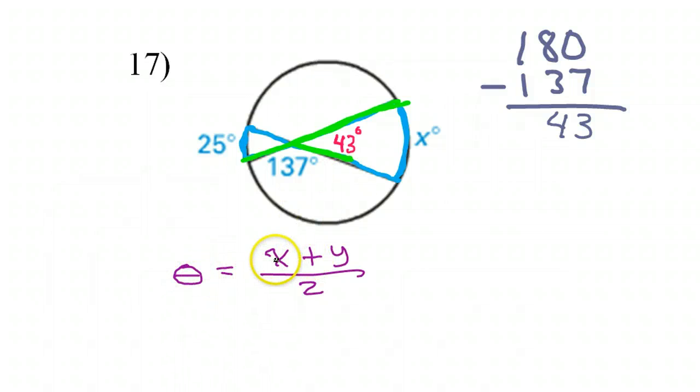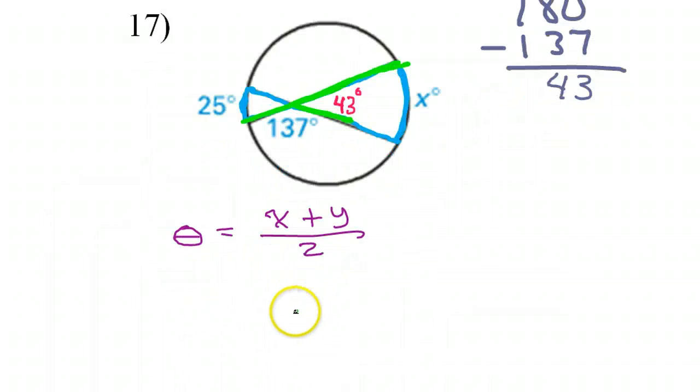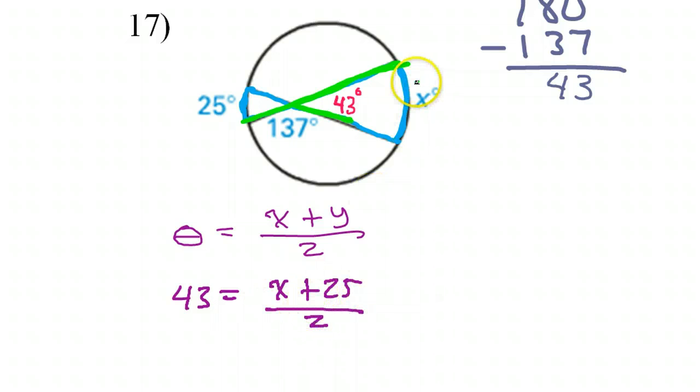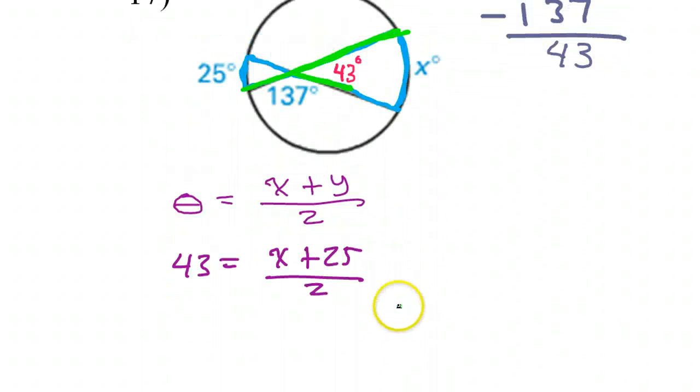And from there we will just execute the formula for this situation. Angle equals arc plus arc divided by 2. So the angle is 43 degrees that we want, so that means 43 is equal to x plus 25 divided by 2, arc plus arc. So it's just a matter of solving for x. When you have a fraction and you want to solve it, just multiply by the denominator. That way these 2's will cancel each other out.